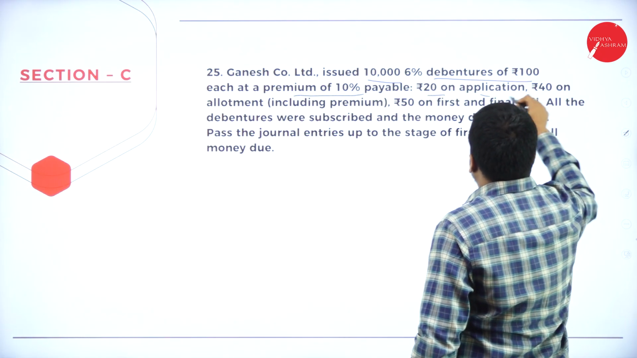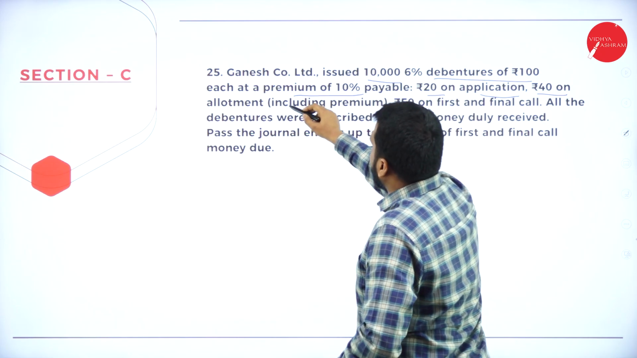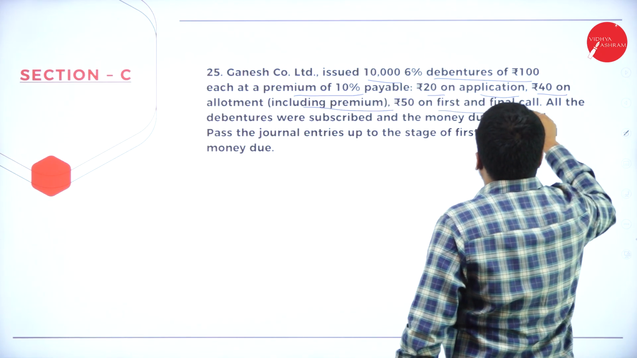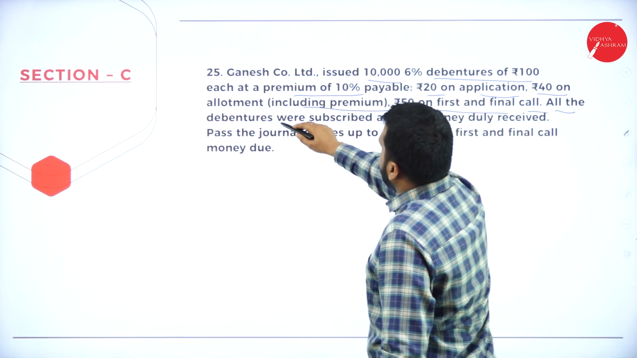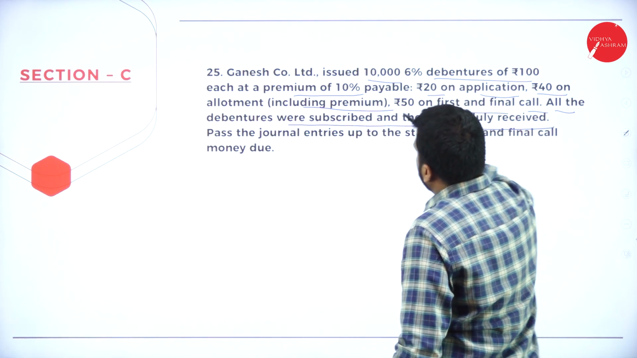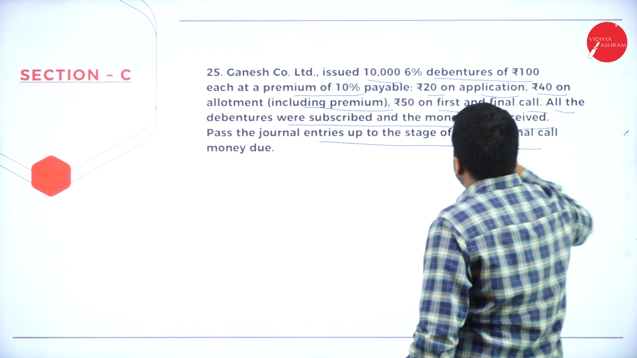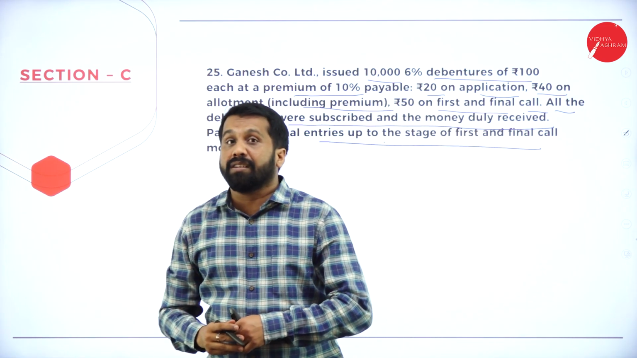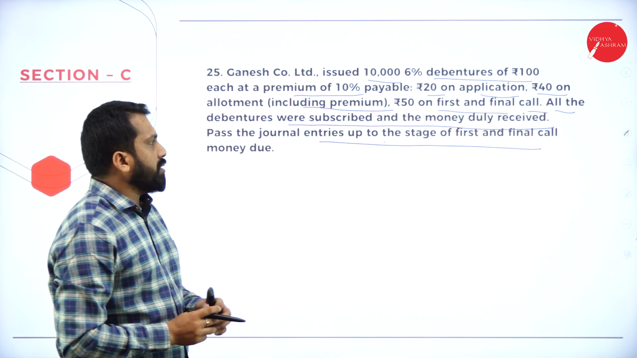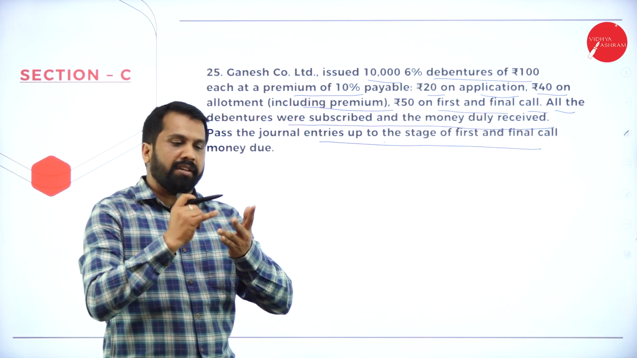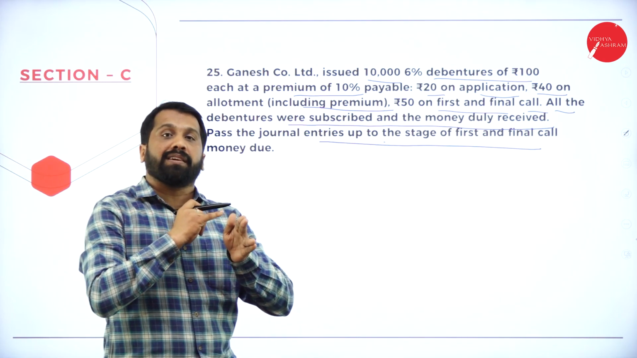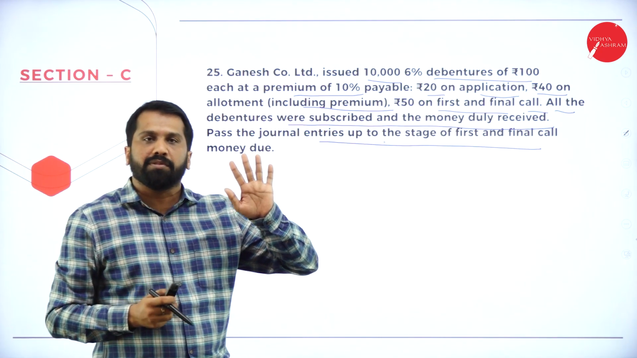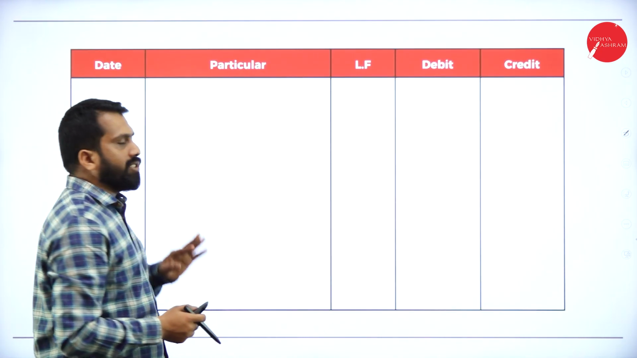Payable rupees 20 on application, 40 on allotment, including premium, 50 on first and final call, and the debentures were subscribed and money duly received. Pass the necessary journal entry up to the stage of first and final call money due. So they have asked only application 2 entries, allotment 2, first and final call 1. Total 5 entries we are supposed to do. I'll show you the journal entry.